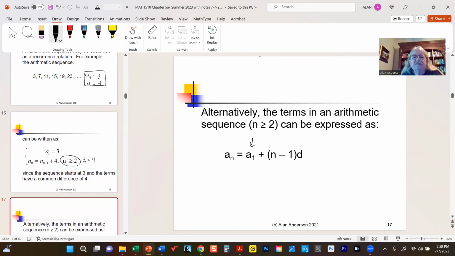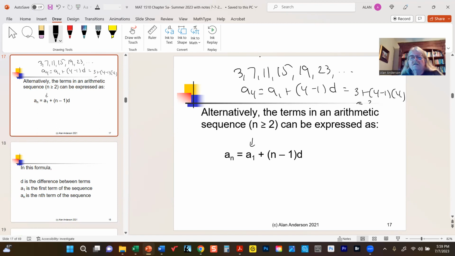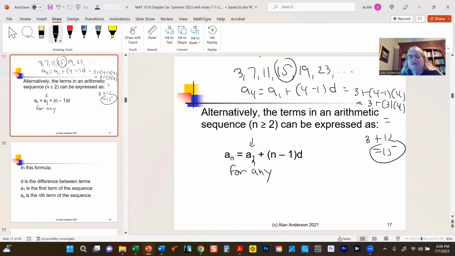3, 7, 11. If I wanted to know, let's say, term 4, it would be A1 plus 4 minus 1 times D, which is 3 plus 4 minus 1 times the common difference of 4. And it is indeed 15. Yes, this is the fourth term. And this is true for any arithmetic sequence, at least one that starts at 1. That's understood. I mean, if it starts at 0, then you have to change it. But for any arithmetic sequence where the index starts at 1.